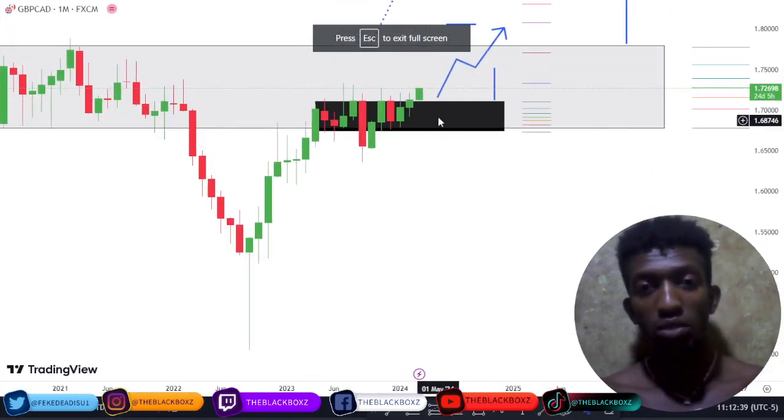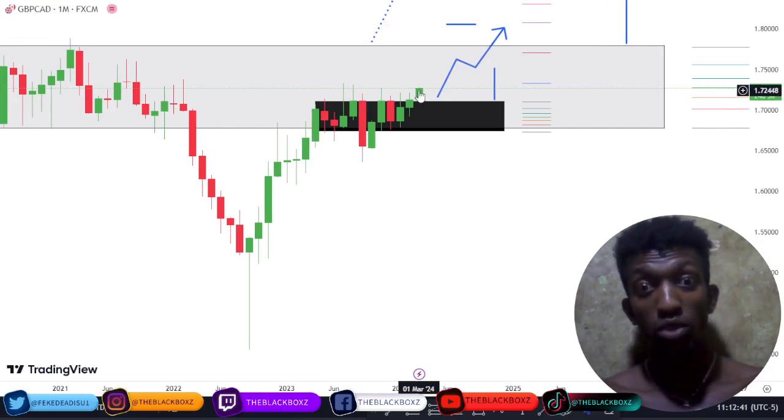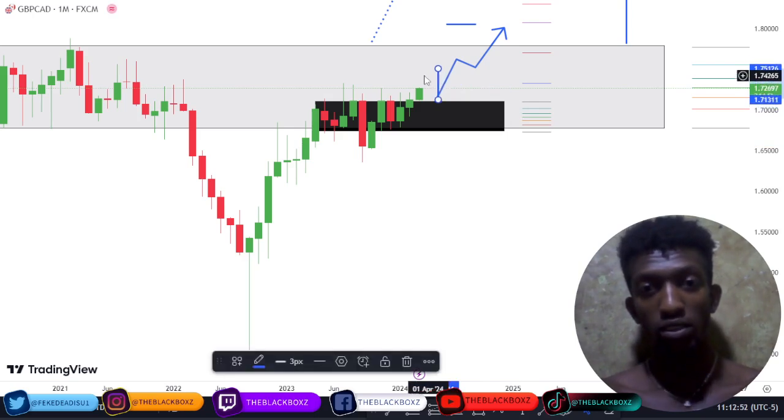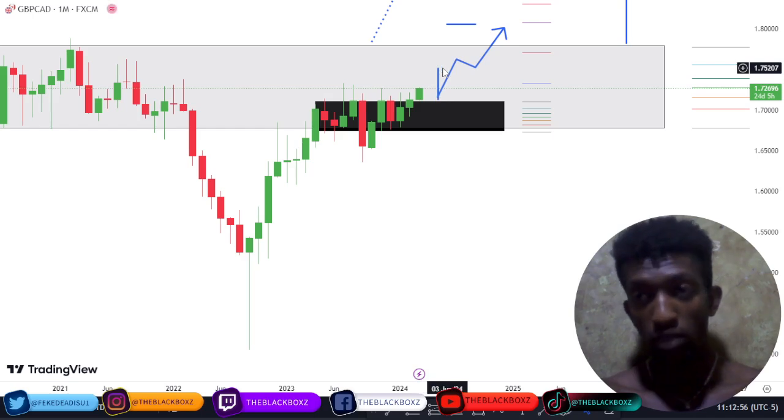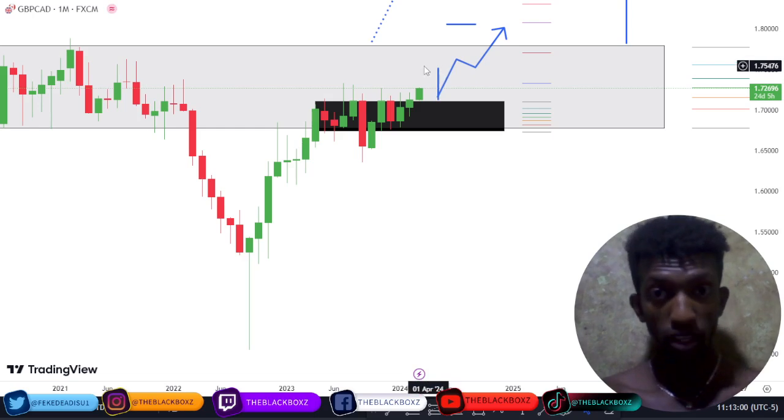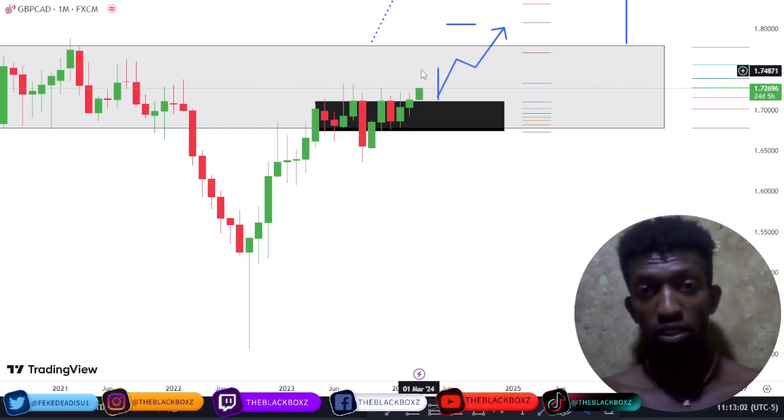As you can see, what happened here? Right there is where you buy. This is buying time, no joke about it. Where is the TP? The TP is the height of this box, right there. That is the TP. It is at 1.75207. Right there is your first TP.